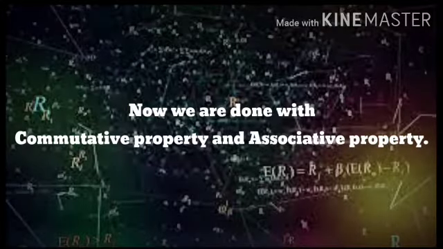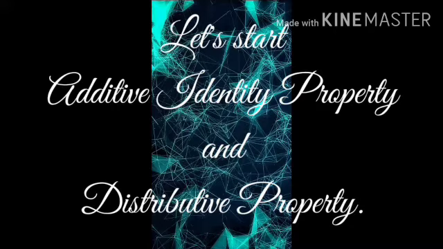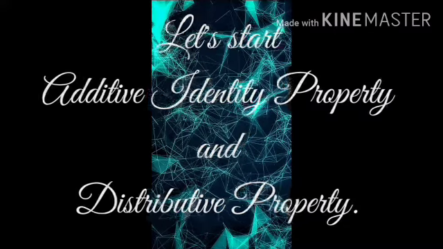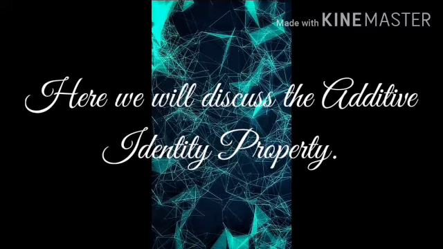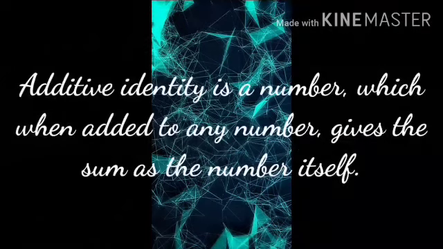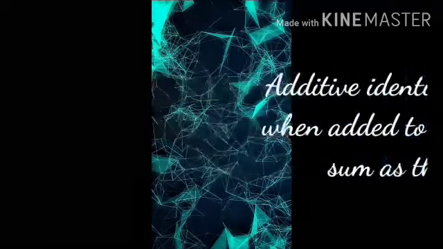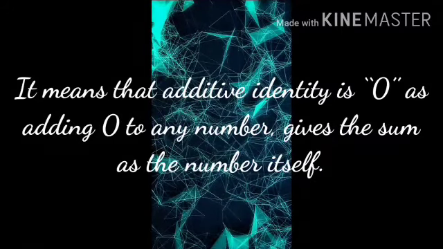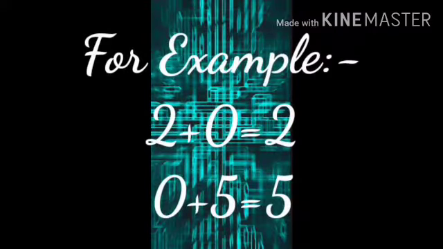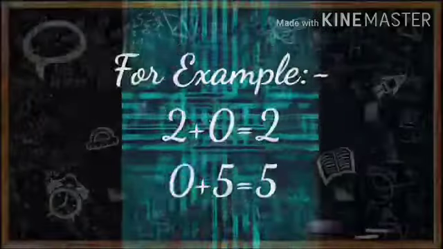Now we are done with commutative property and associative property. Now let's start additive identity property and distributive property. Here we will discuss the additive identity property. Additive identity is a number which, when added to any number, gives the sum as the number itself. It means that additive identity is 0, as adding 0 to any number gives the sum as the number itself. For example, 2 plus 0 equals 2. 0 plus 5 equals 5.